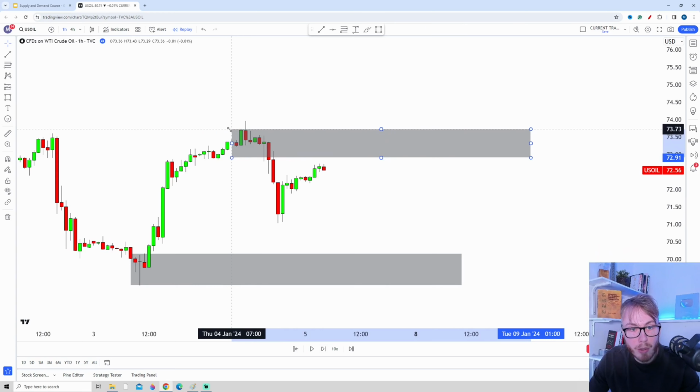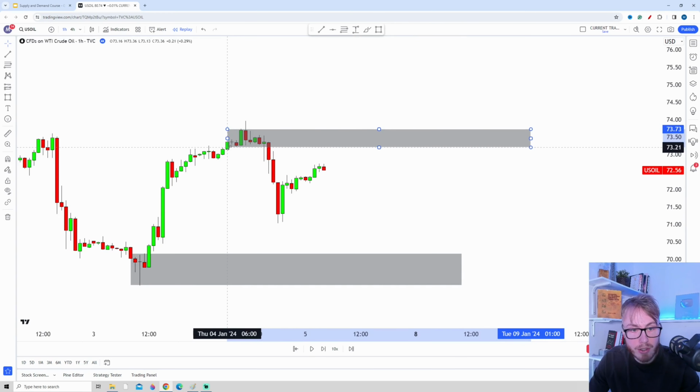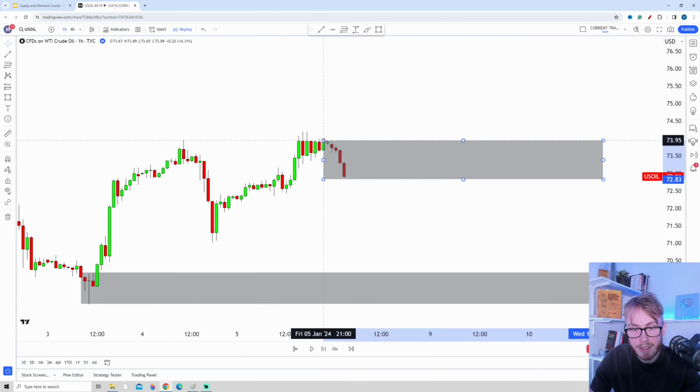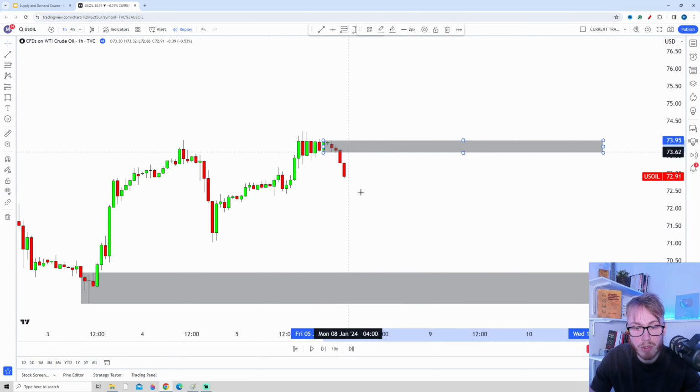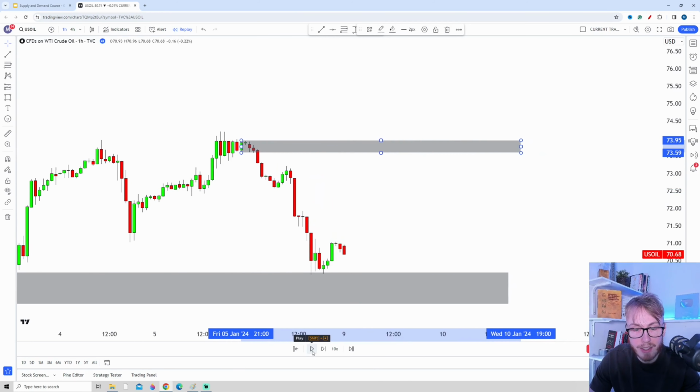As new information comes in, you might need to adjust your demand or supply zones according to new information, which we talked about earlier. And at this point, you might need to adjust your supply area once again according to the most recent information. But now, as you can see, the price has finally come down to our demand area.